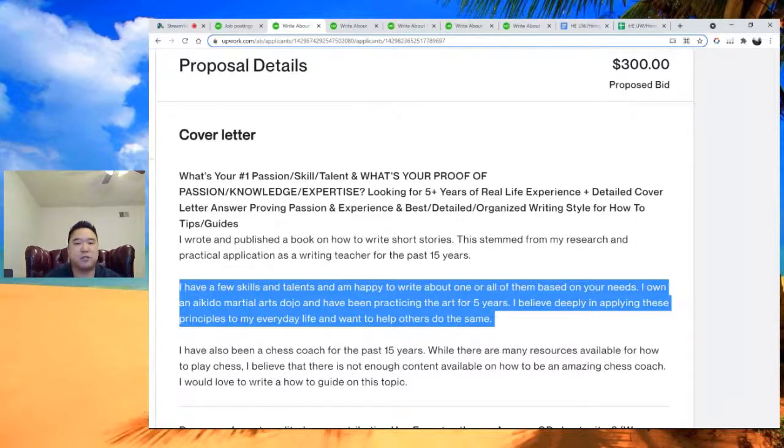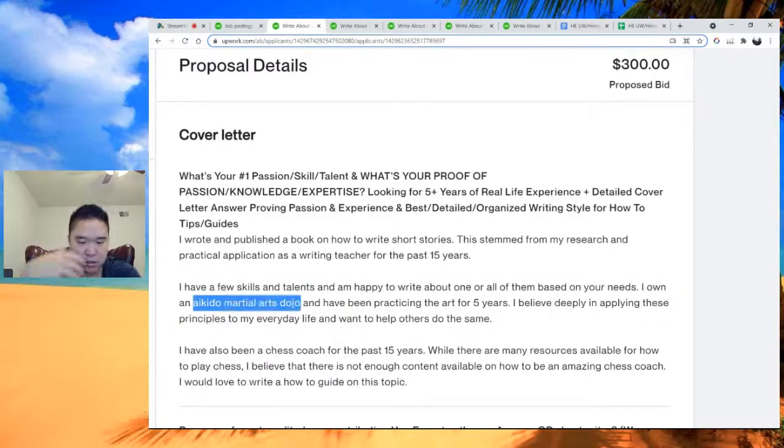So that's what we're going to potentially do. And what else? I have a few skills and talents. Happy to write about all of them. I own an Aikido martial arts dojo. So that's another topic. So she's a martial artist, and she owns her own martial arts business, okay, facility, dojo, in Aikido, Japanese martial art. Practicing for 5 years, I believe I'm deeply applying these to my everyday life. I want to help others do this. Okay, that's very unique, Aikido. Okay, so 2 potential topics. Okay, short stories or Aikido.